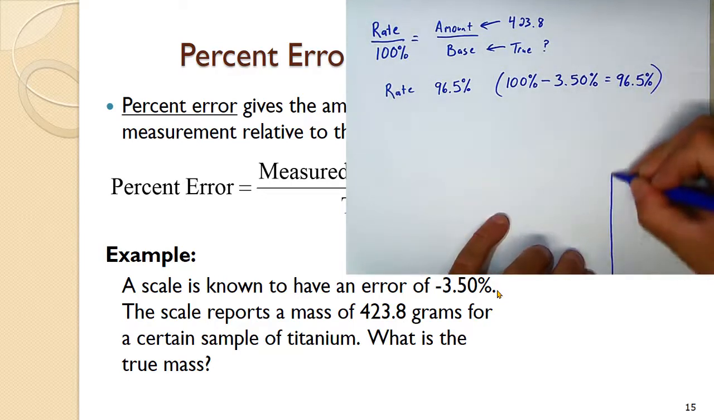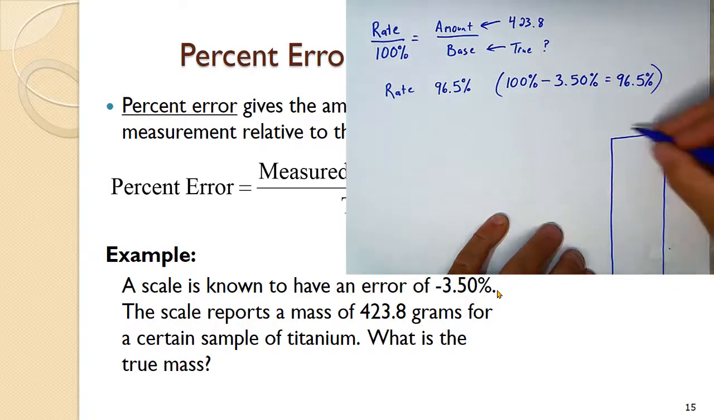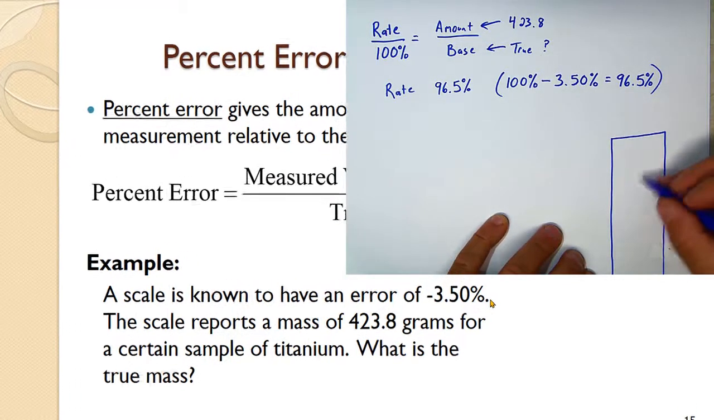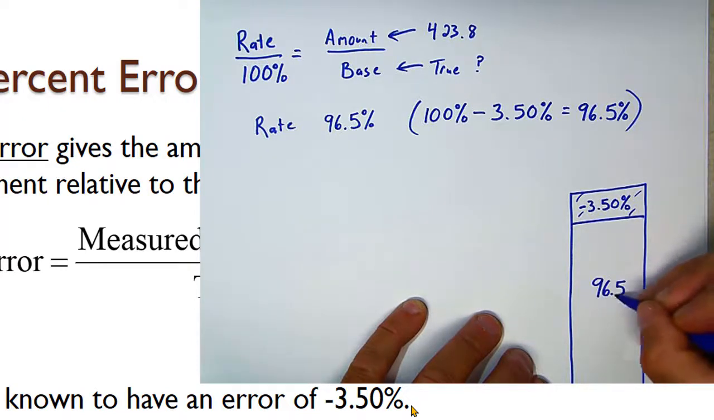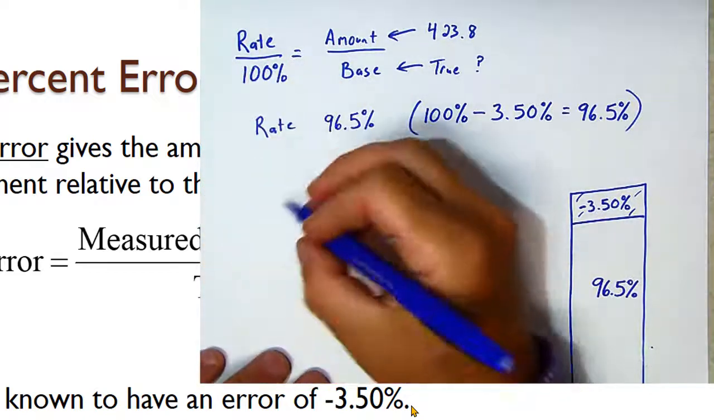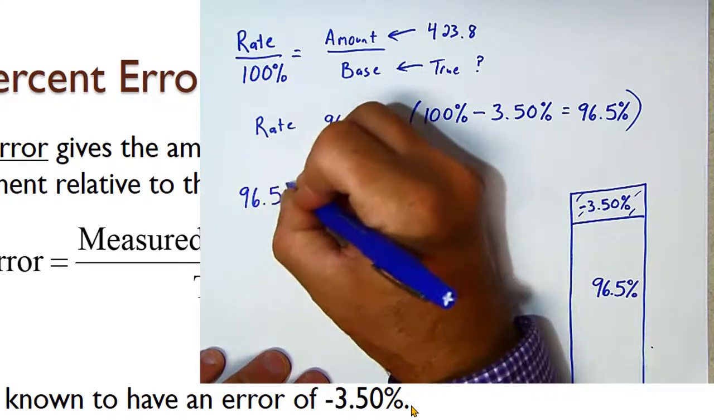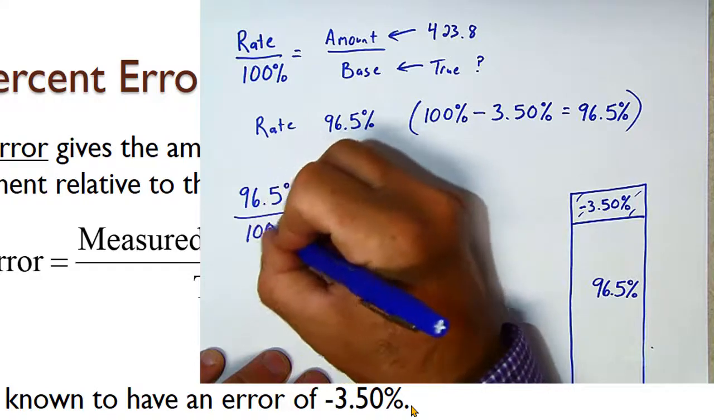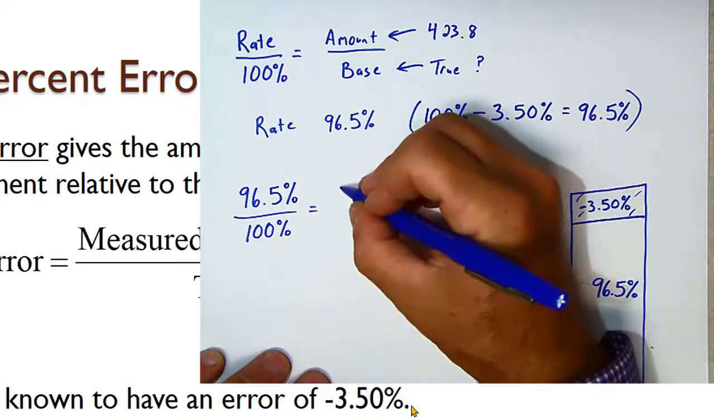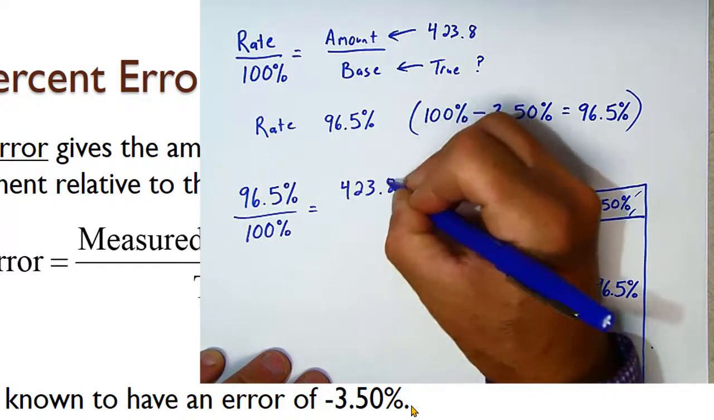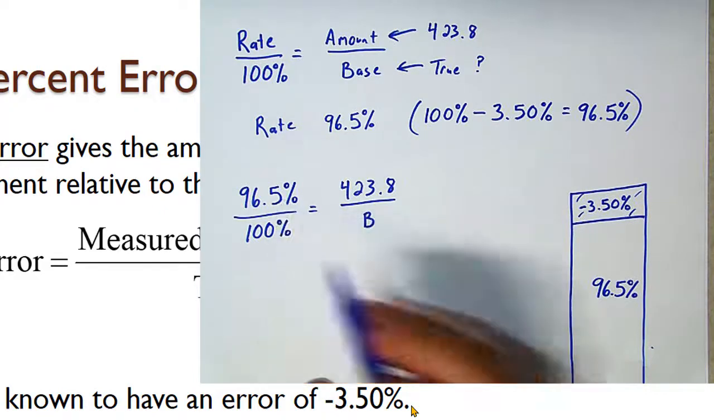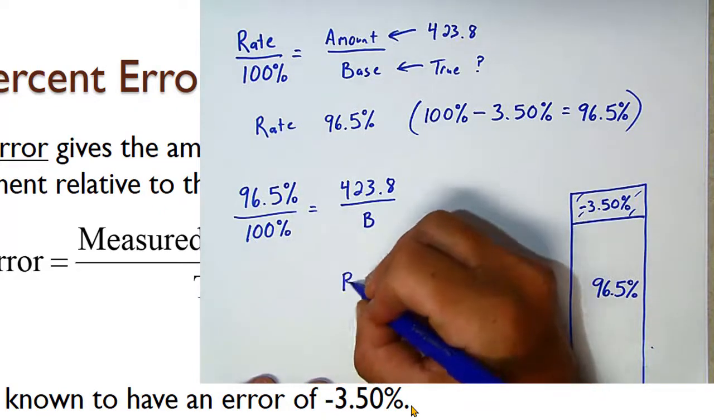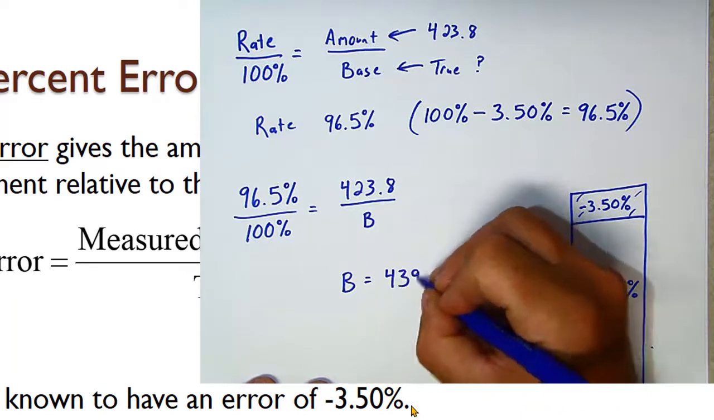Visually, what we're saying is we would like a scale that reports all 100%, but it's not reporting 3.5%. That's our error. It's only reporting the other 96.5%. And so if we put those values into our proportion, 96.5% over 100% equals the amount of 423.8 divided by our unknown base. And if you take 423.8 times 100 divided by 96.5, you'll end up with, again, 439 grams.